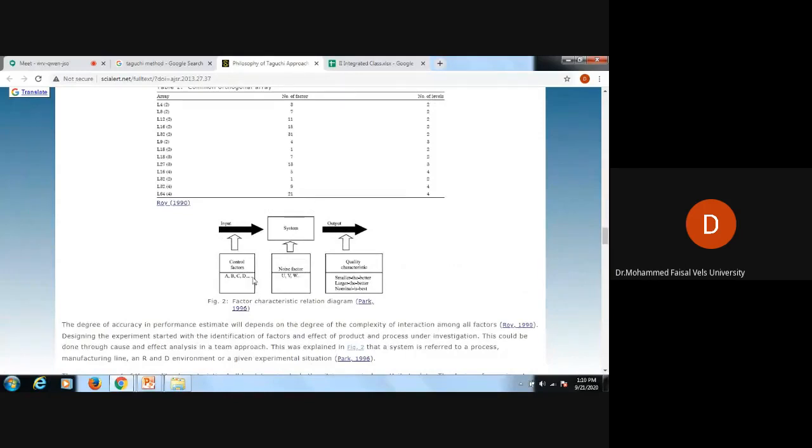You can see this is how I told you about that. We have input as control factors, noise as noise factors, then quality characteristics, smaller the better or larger the better. These are the three legs.